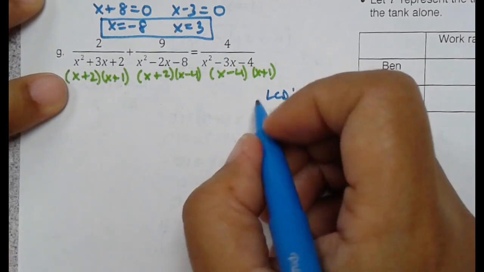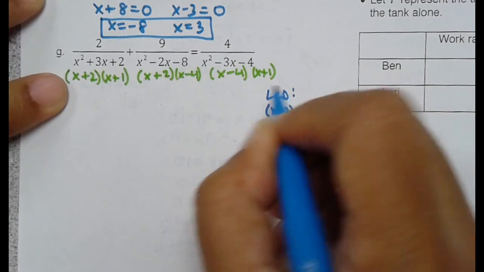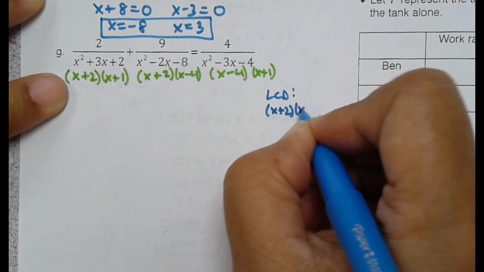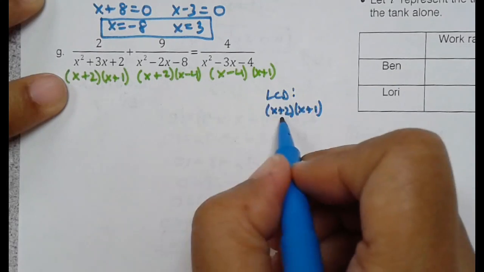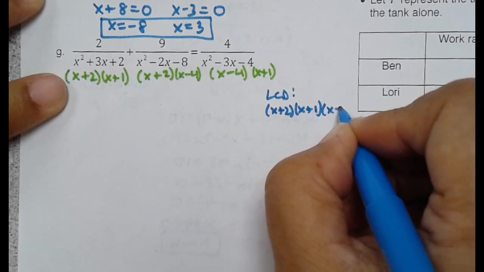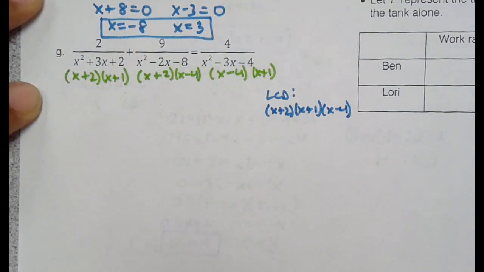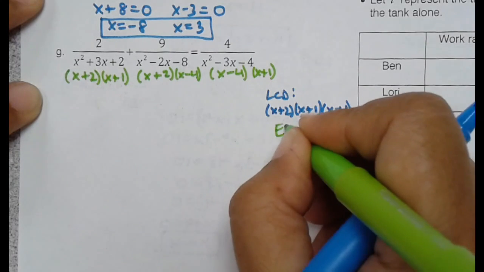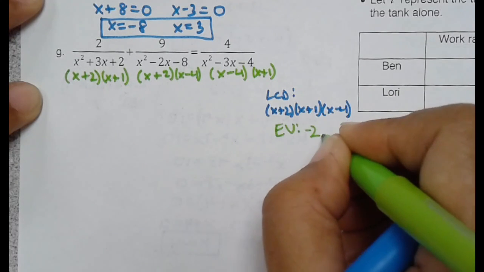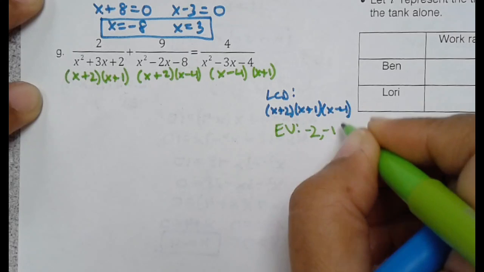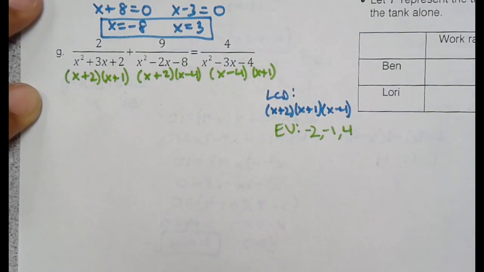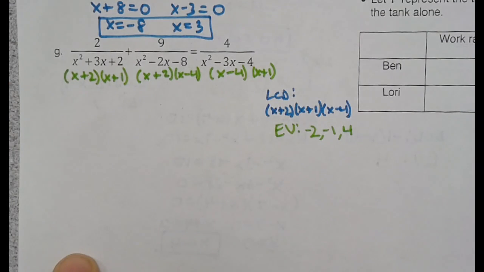So we have an x plus 2. We have an x plus 1. That already has the x plus 2, but it's missing the x minus 4. This has x minus 4 and the x plus 1, so actually that's my LCD. So our excluded values are negative 2, negative 1, and positive 4. So we'll make sure we don't get those in our final solution.